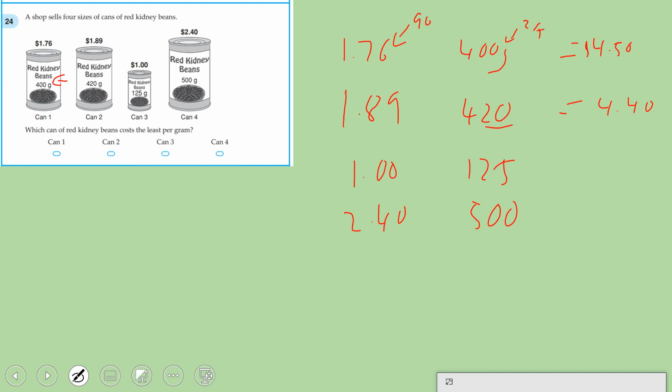My guess is probably a little bit off. 125 I know is 1/8 of a kilo. So this will be $8 a kilo. $2.40. This is half a kilo, which means I've just got to double this to make a kilo. Got to double that to make my $4.80. So I believe it's one of the first two. I actually think it's the second one, but I just got to make sure I do my calculations properly.